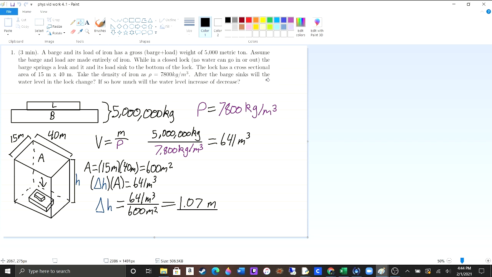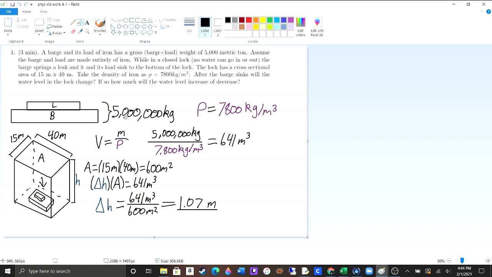After the barge sinks, will the water level in the lock change? And if so, how much will the water level increase or decrease? Obviously, if you have something floating on top of the water that has volume and it sinks, the water is going to rise by the exact same amount of volume that the object that sank had.